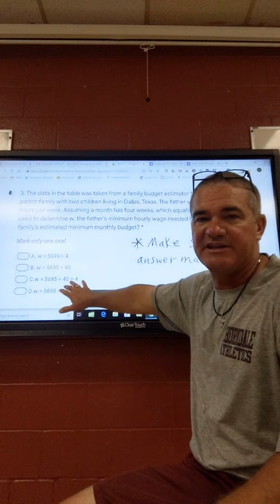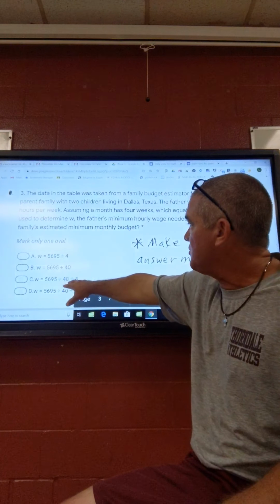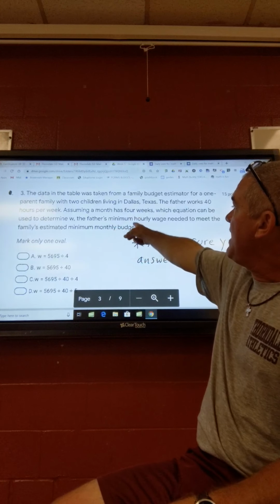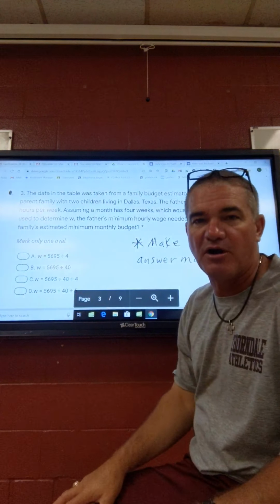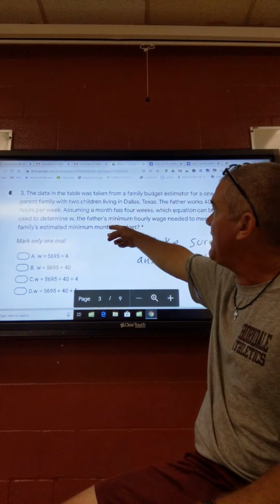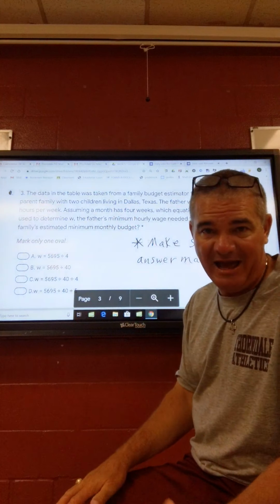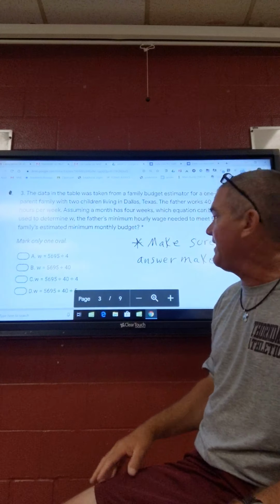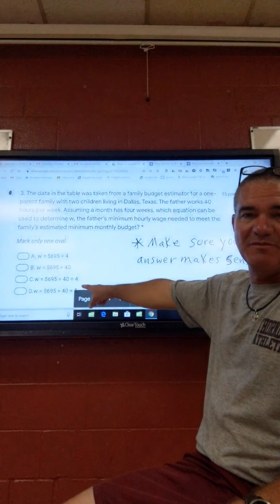This one is just a formula. You got to figure out which of those formulas is going to help you figure out how much money they have to make per hour in order to pay for living in Dallas. That's pretty much all there is to that one. There's not much else to it. That's why I put just make sure your answer makes sense.